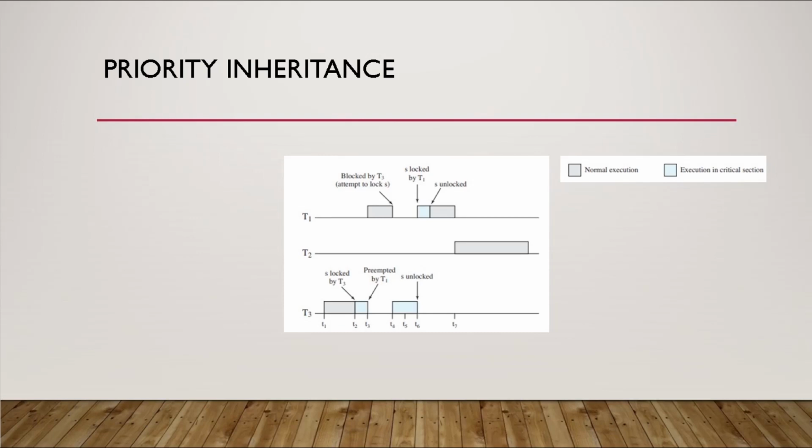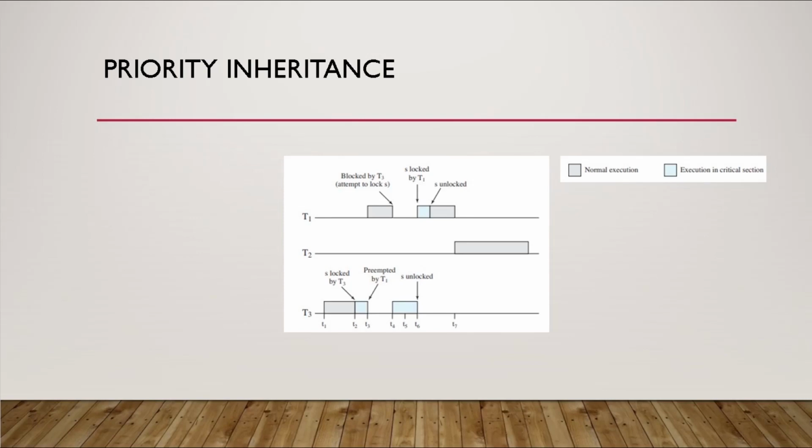This figure shows that the priority inheritance resolves the problem of unbounded priority inversion, which is illustrated in the previous figure. The relevant sequence of events is as follows.